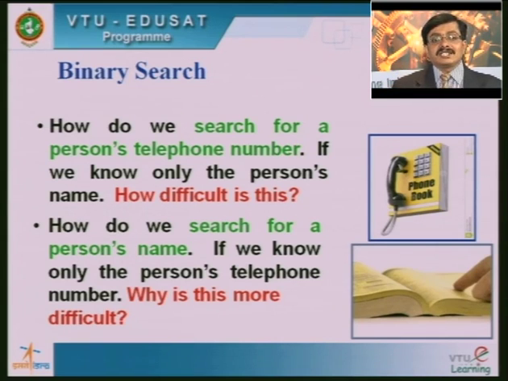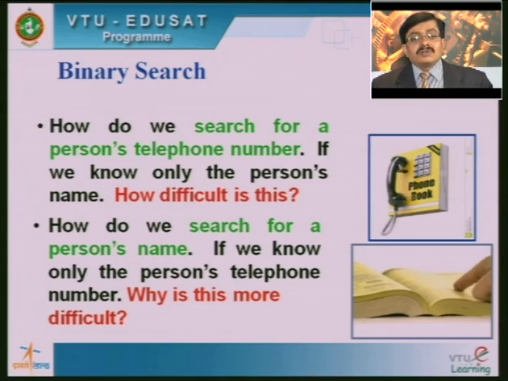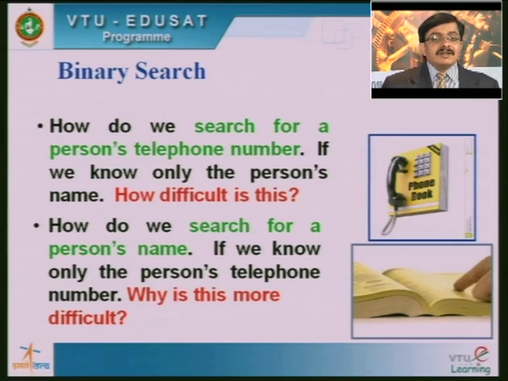Now, look at the second situation. How do we search for a person's name if we know only the person's telephone number? In case we know the telephone number, how do we search? Whose number is that? In telephone books, the arrangement is done alphabetically and not based on the telephone numbers. It is not sorted as per the telephone number; rather it is an alphabetical arrangement.